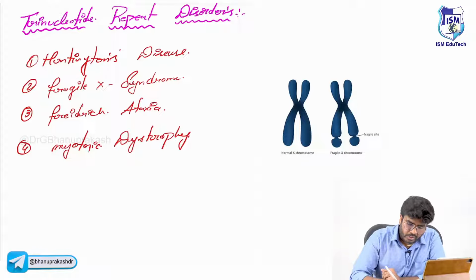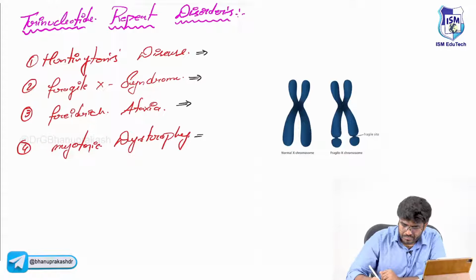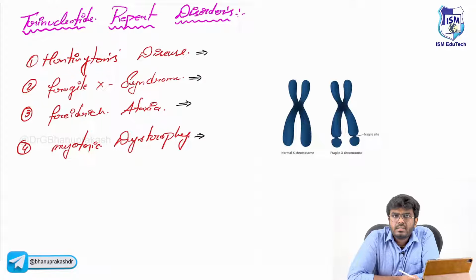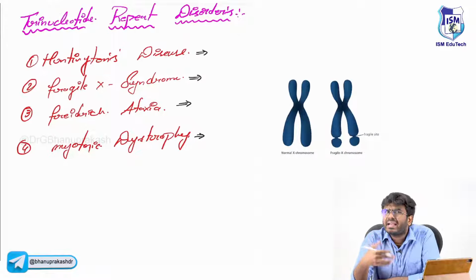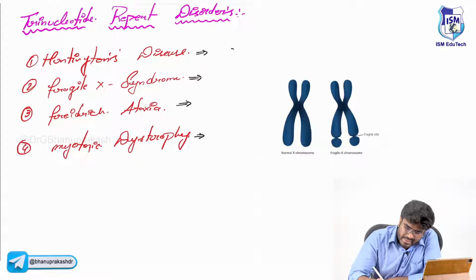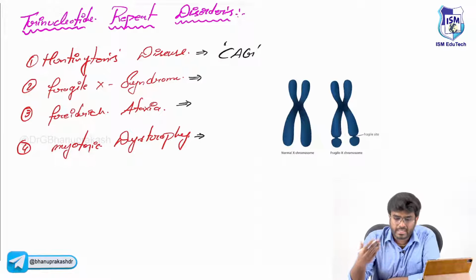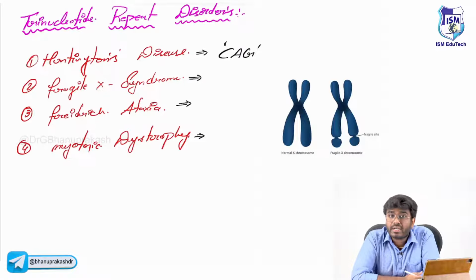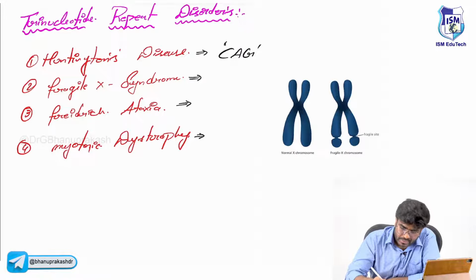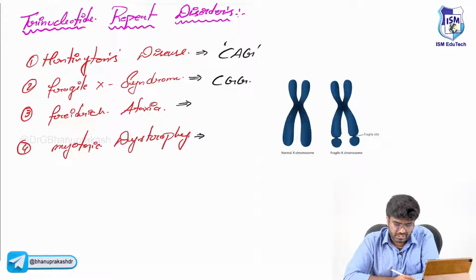Now in your exam, if you are going for your FMGE exam, this is the least which you should know. In Huntington disease, yes, it's a trinucleotide repeat disorder. Which trinucleotides are going to repeat again and again? Remember, it is CAG repeats. The same CAG is going to repeat again and again. In Fragile X Syndrome, the trinucleotide repeat is CGG repeats.